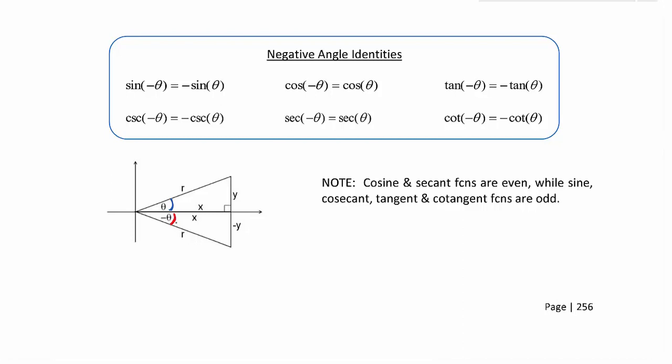So I think about sine, and sine is equal to y on the unit circle. So what happens to the y value when I do an angle of theta versus an angle of negative theta?